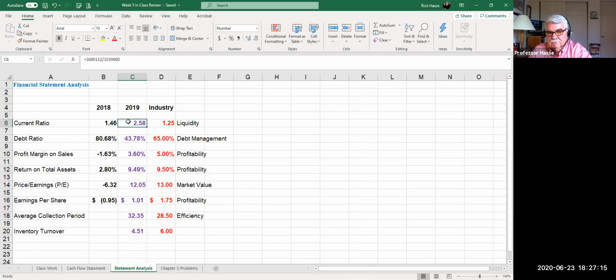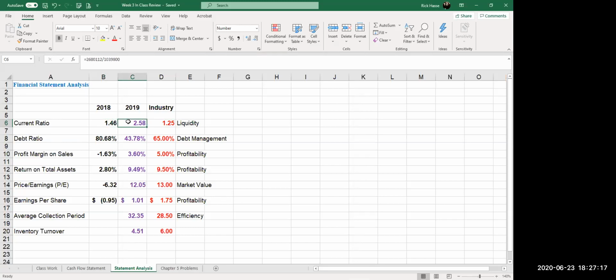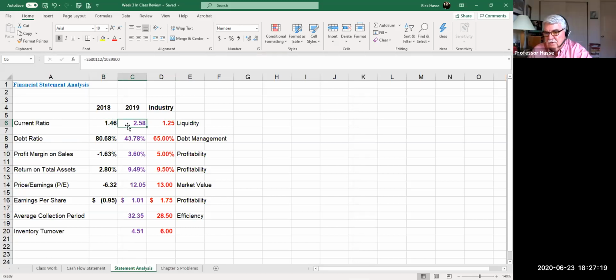Current ratio: current assets divided by current liabilities. The debt ratio: the relationship of debt to the assets of the company. Total debt divided by total assets. Notice in 2018, this company had almost 81% of their assets funded by borrowed money.